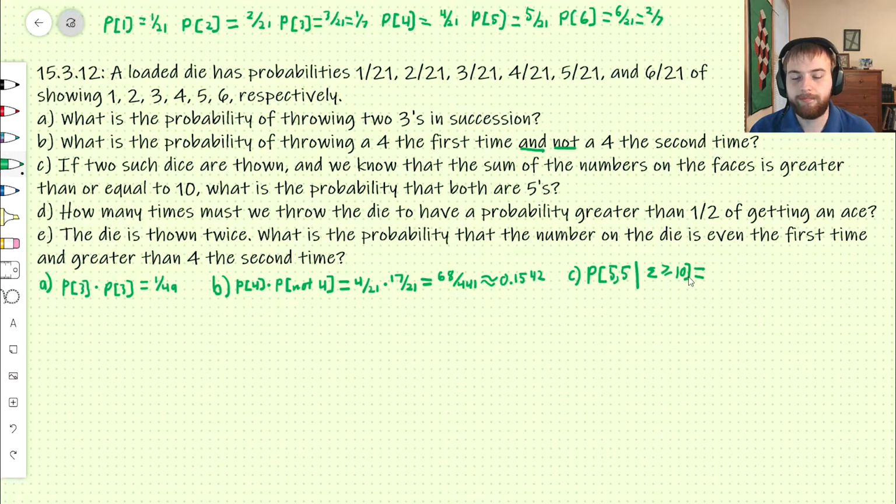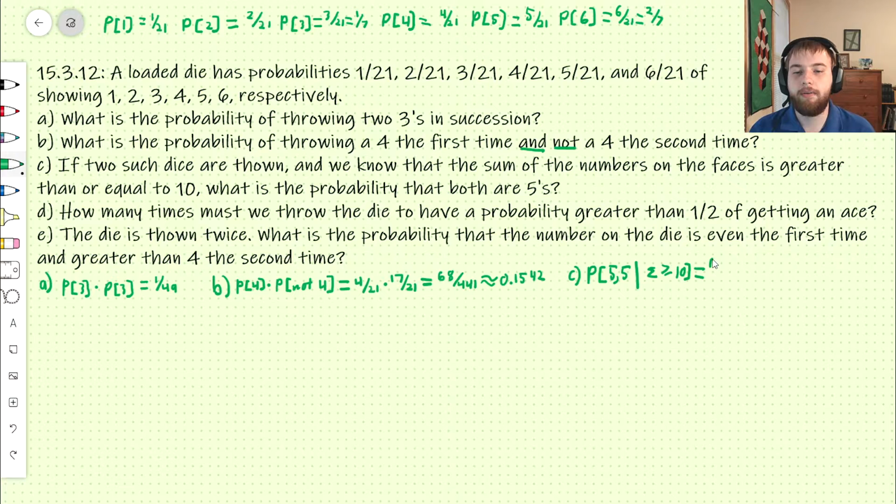So first thing we'll note is that every instance of getting a 5 and a 5 is included in the sum of them being greater than or equal to 10. That's easy to tell because there's only one possibility of getting a 5 and a 5, and we know that the sum is going to be equal to 10 in that case. So usually you would find the intersection of these two. The intersection of these two is just this.